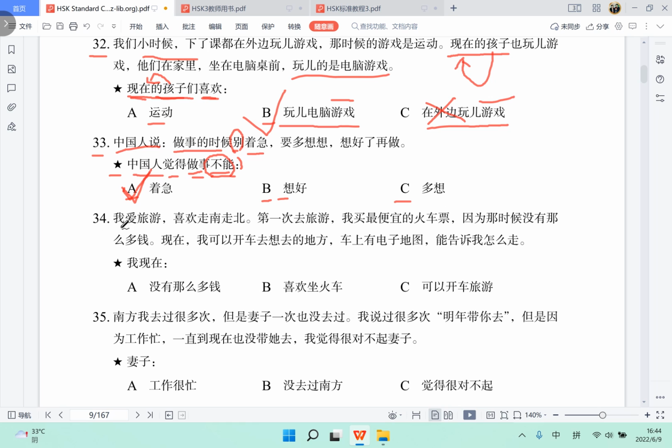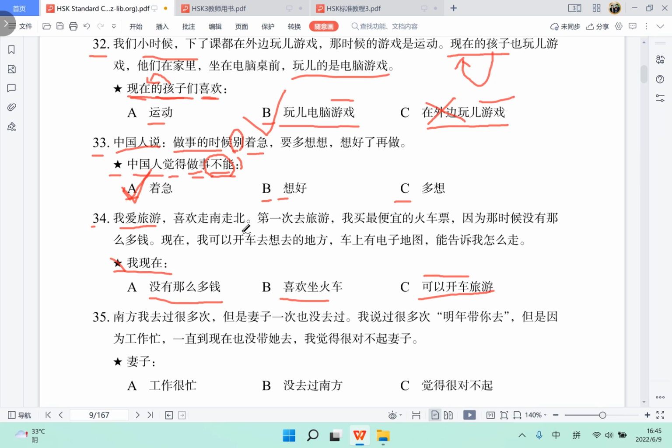And 34, 我爱游戏. So I love... Sorry. So check the question first. So 我现在, so present now, right? So I now. So A 没有那么多钱, don't have that much money. So B 喜欢坐火车, like to take train. C 可以开车旅游, so can drive myself to travel, right?